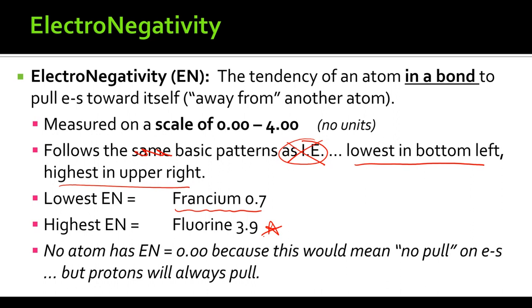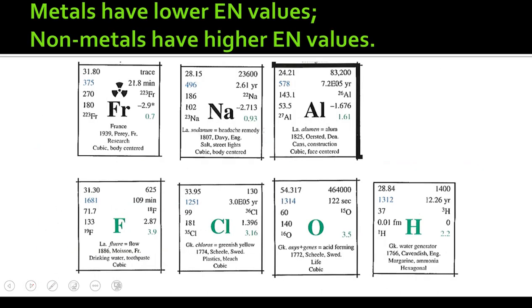It's important to remember that no atom has a 0 electronegativity, because that would mean that the atom has no pull at all on electrons. And because every atom has at least one, if not many, protons, even those atoms that have the lowest amount of attraction still have some attraction. It's not 0, it's just low, because their protons will always pull a little bit on the electrons that are nearby.